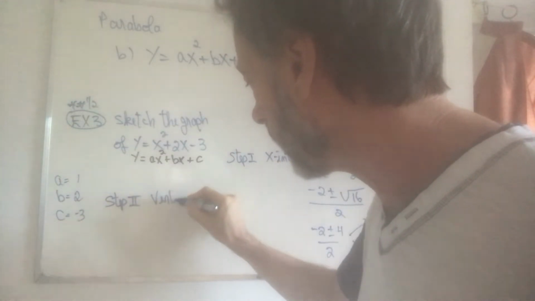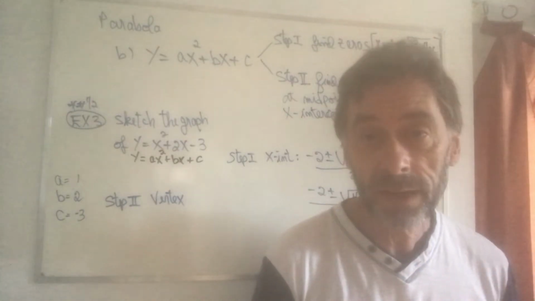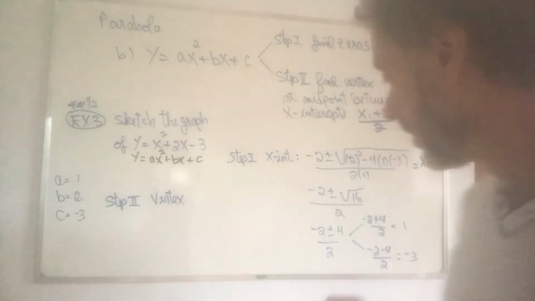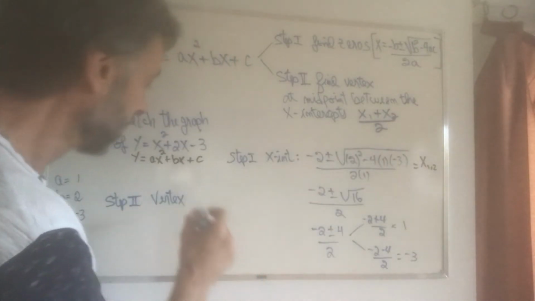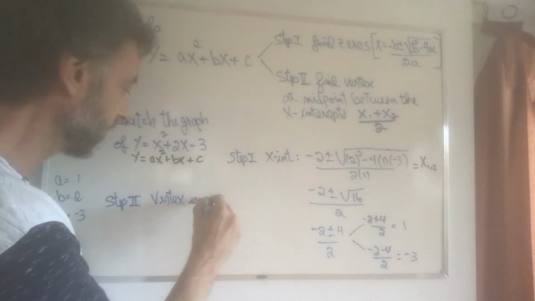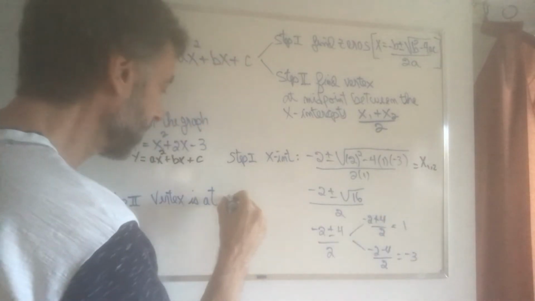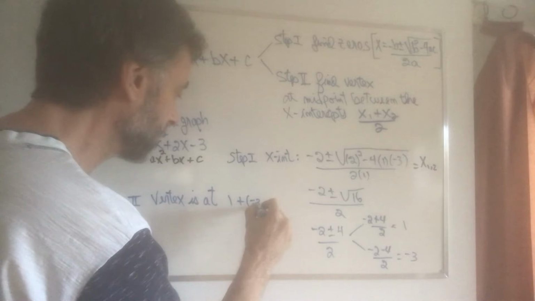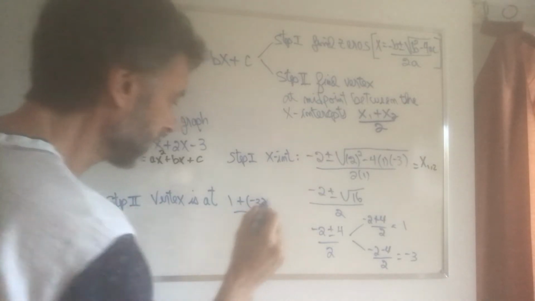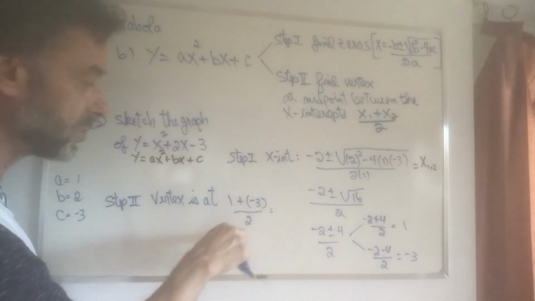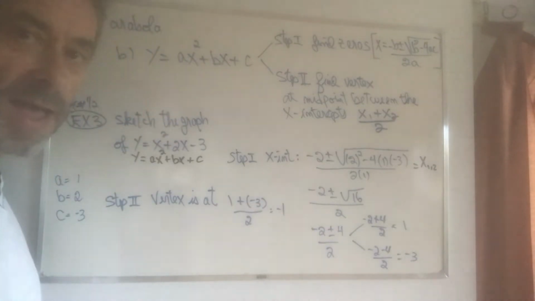Step 2. Let's take a quick look at the vertex. The vertex is the midpoint between my 2 x-intercepts. So, formula for the midpoint, you add them up, you divide by 2. The vertex is at what? Add these guys up. 1 plus minus 3, divide by 2. So the top is minus 2 divided by 2 is minus 1. And that's my x value.